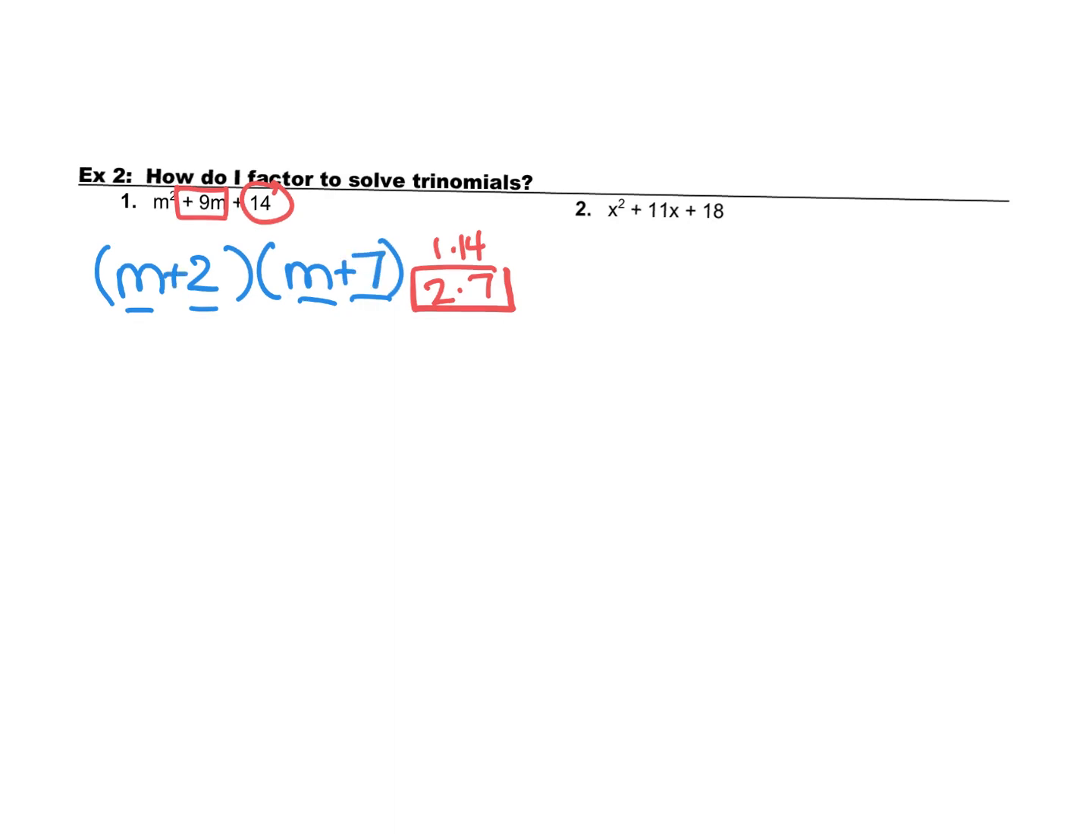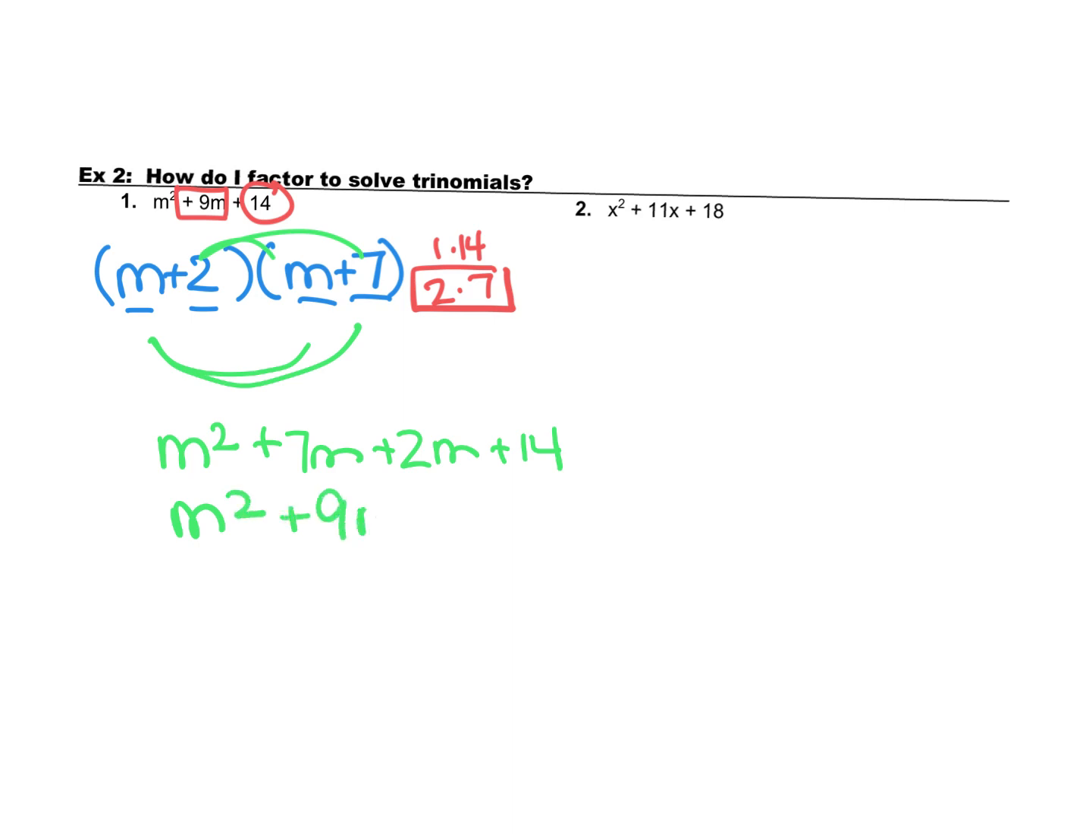And then let's just double check. Let's check our work here. If we want to make sure that it works, we'd have our m and m. We'd have our m squared, and then we'd have plus 7m plus 2m, and then plus 14. And then we'd have m squared plus 9m plus 14. And notice how we're back to our original problem.